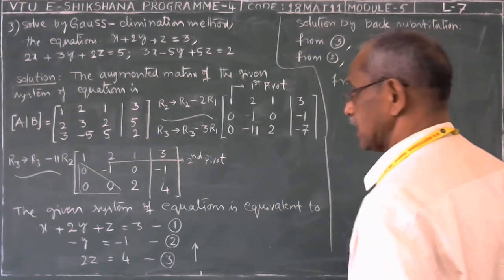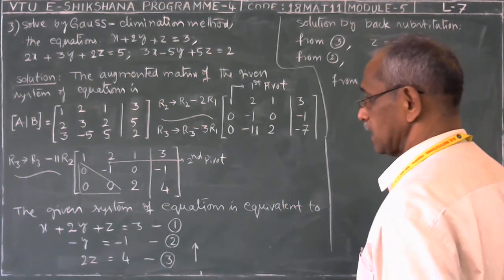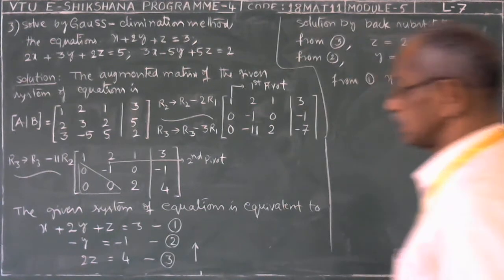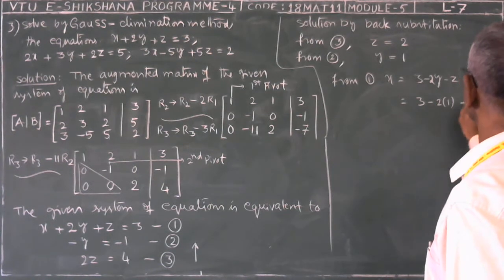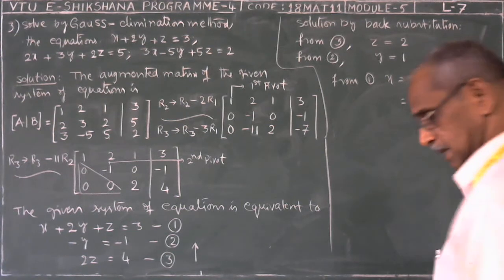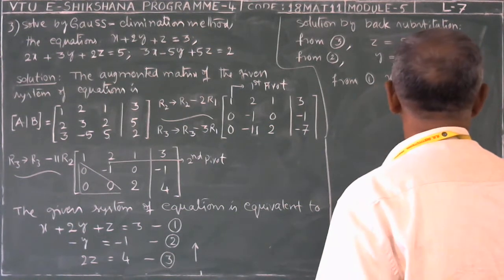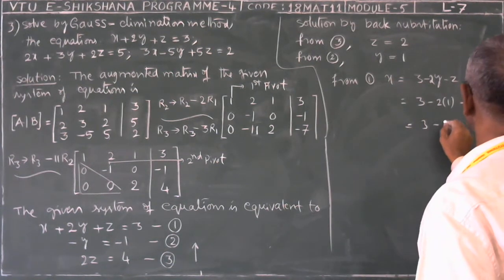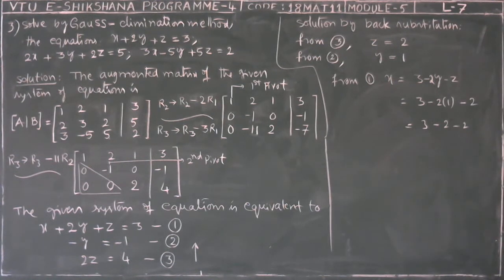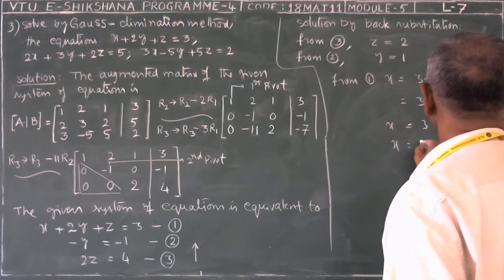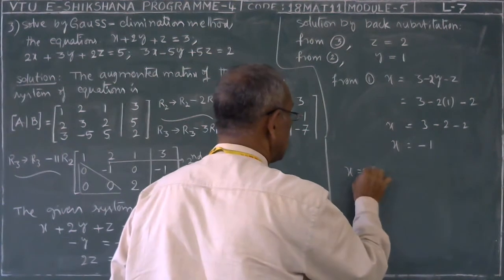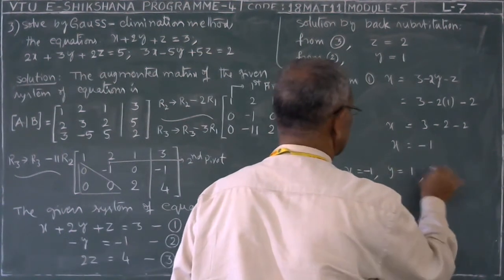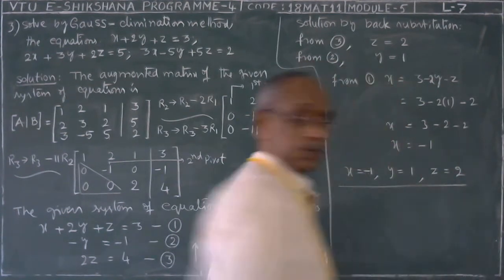You get x is equal to 3 minus 2y minus z. So 3 minus 2 into 1 minus 2, is equal to 3 minus 2 minus 2. So x is equal to 3 minus 4, which is minus 1. x is equal to minus 1. So x is equal to minus 1, y is equal to 1, z is equal to 2 is the solution.